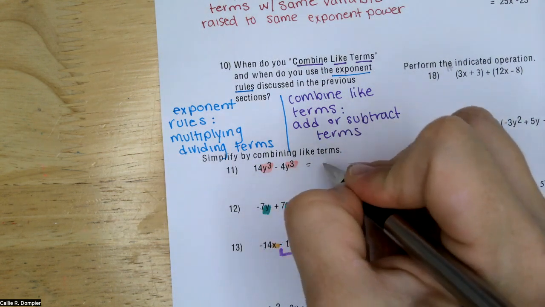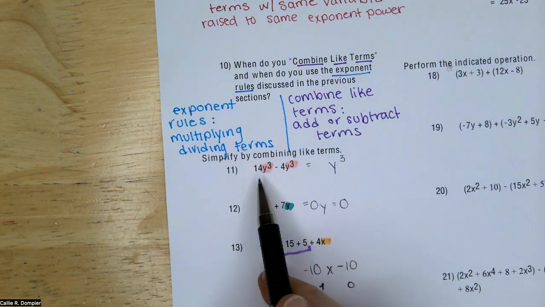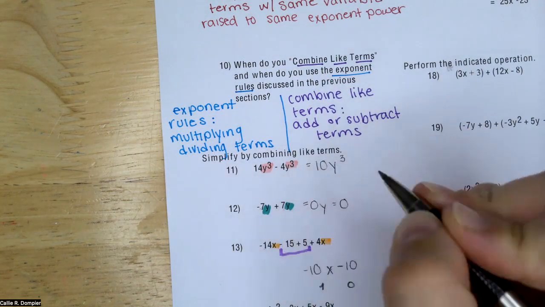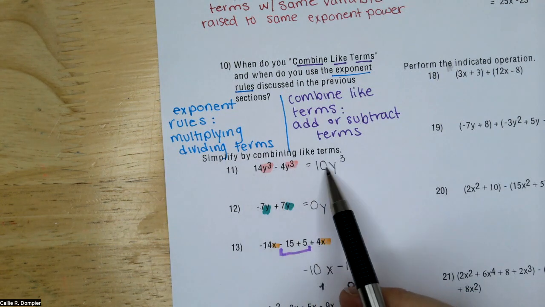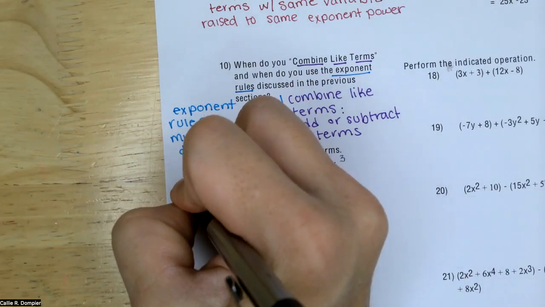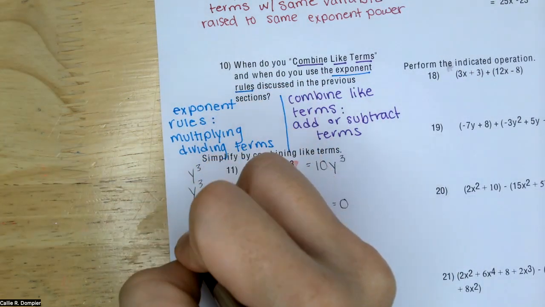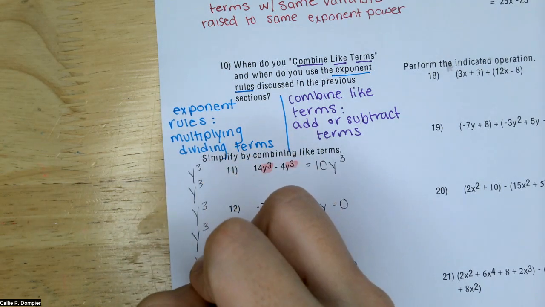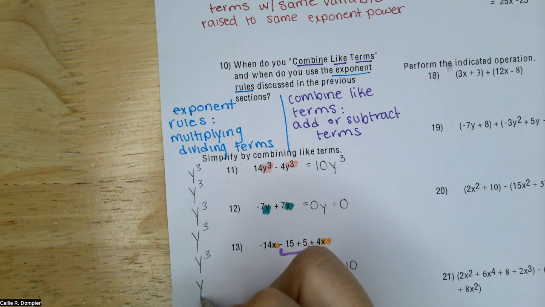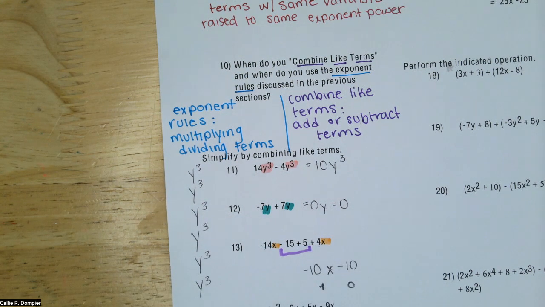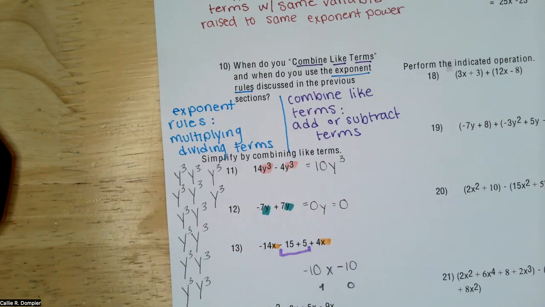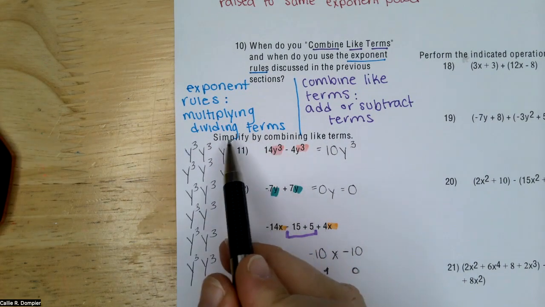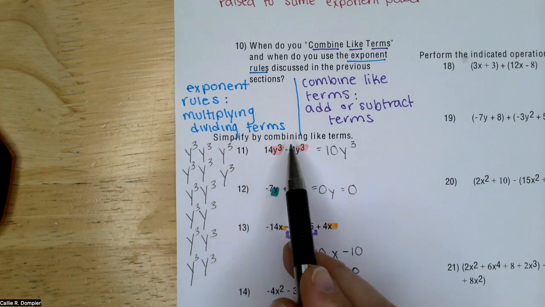So here we're going to keep the y to the third and say 14 minus 4 is 10 y to the third. We had 14 y to the thirds. We took away 4 of the y to the thirds and we had 10 y to the thirds. So when we combine like terms, what we're actually doing is we're taking 14y cubed and we're taking away 4 of them.